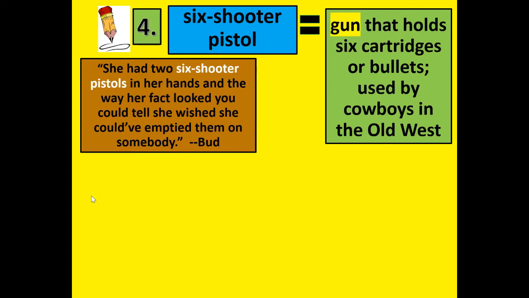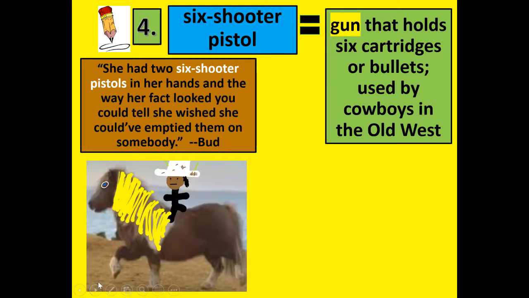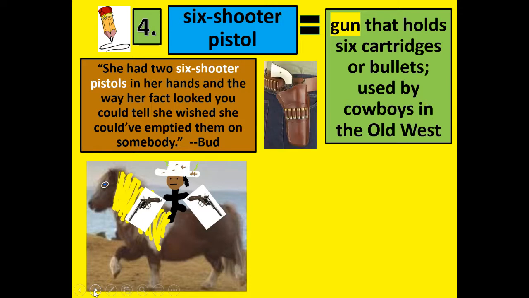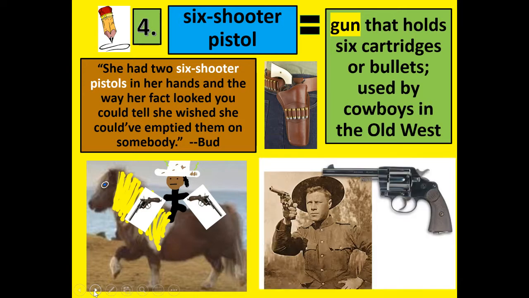She had 2 6-shooter pistols in her hands, and the way her face looked, you could tell she wished she could have emptied them on somebody. So here's that picture again of Bud's mom that someone drew, and she's holding 2 6-shooter pistols. And there's another example of a 6-shooter pistol, an old cowboy firing his 6-shooter pistol.